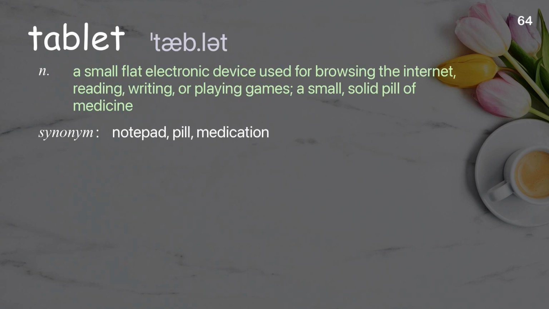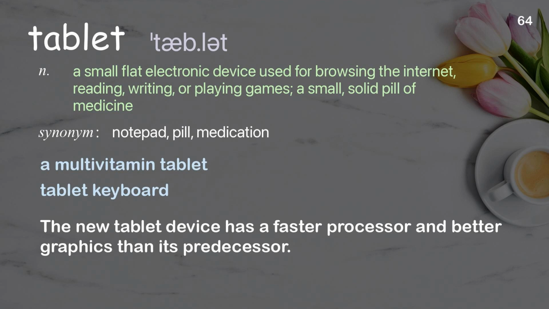Tablet. A small flat electronic device used for browsing the internet, reading, writing, or playing games. A small, solid pill of medicine. Examples: A multivitamin tablet. Tablet keyboard. The new tablet device has a faster processor and better graphics than its predecessor.